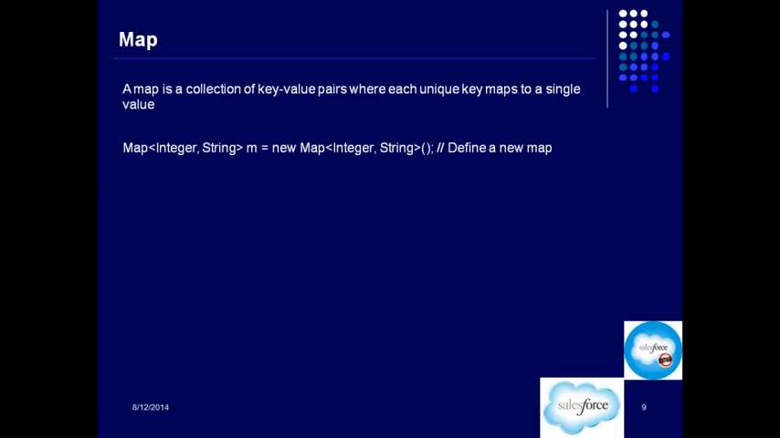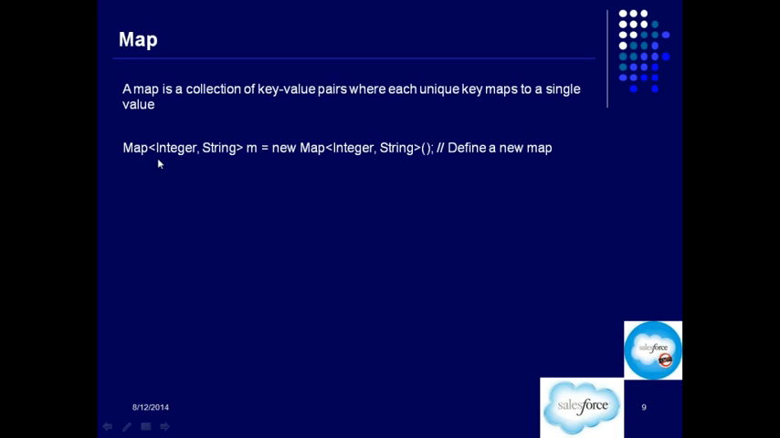So that is what mapping is. Okay. So this is how you define a map. So you say map integer string. You can map anything. You can map two S objects. You can map two primitives. You can map one primitive with one S object. Okay.